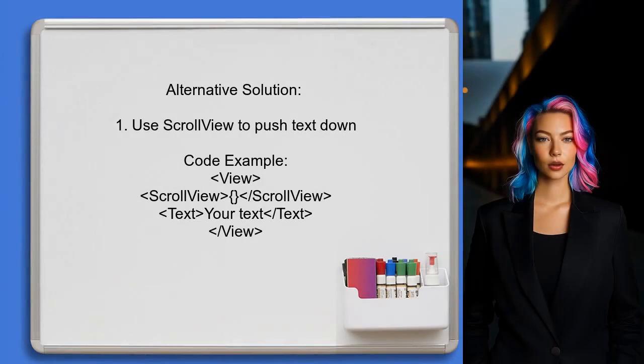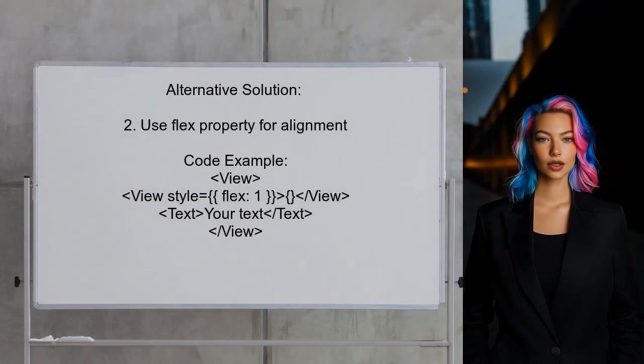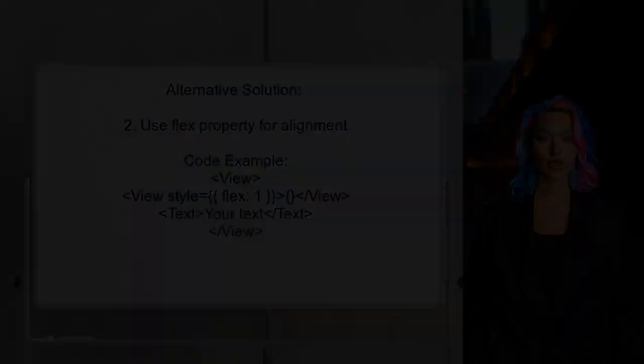An alternative solution provided by a user suggests using a ScrollView to push the text down to the bottom of the screen. They mention that this method may not be the prettiest, but it works. Another option they offer is to use a flex style. By adding a flex property to a View, you can also achieve vertical alignment of the text at the bottom.